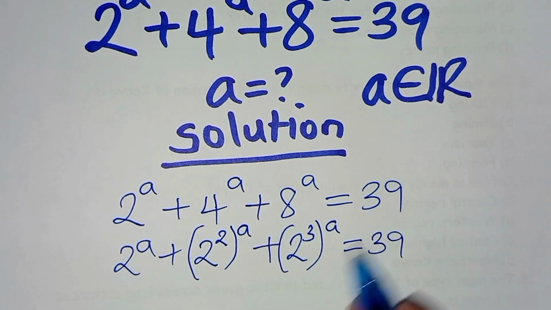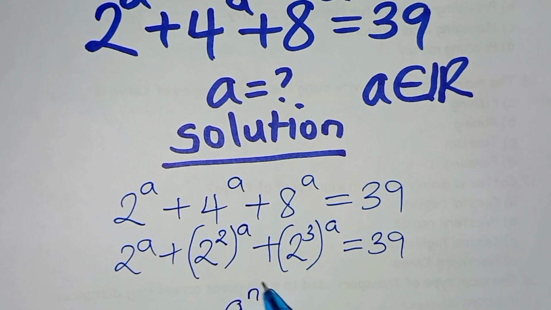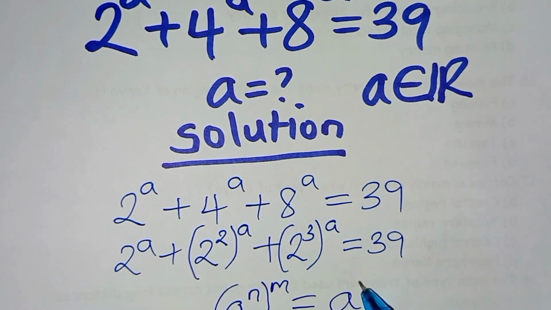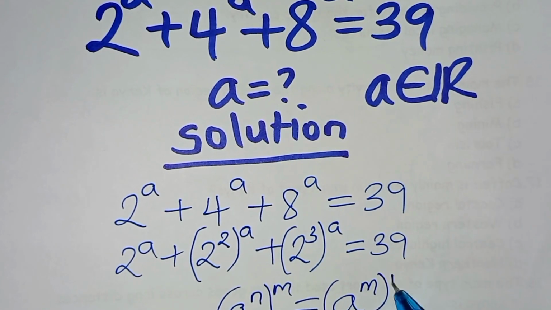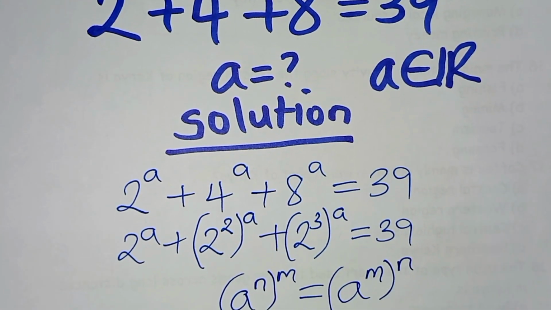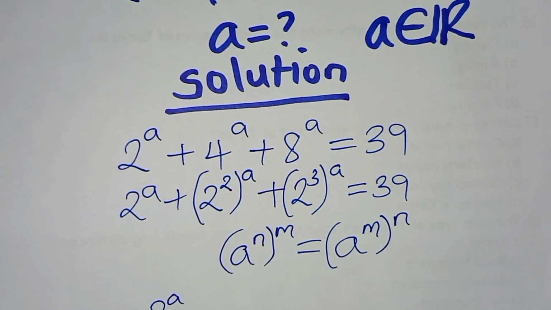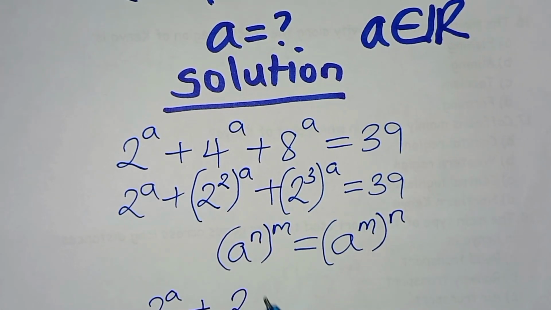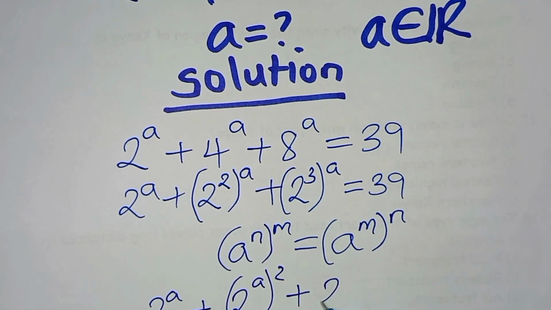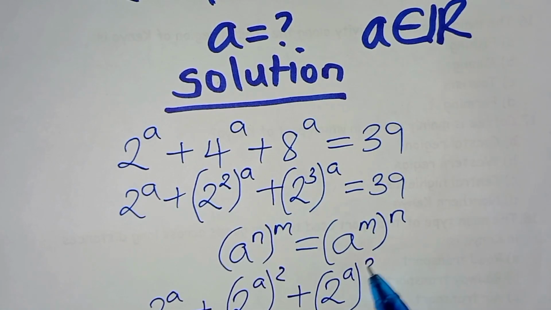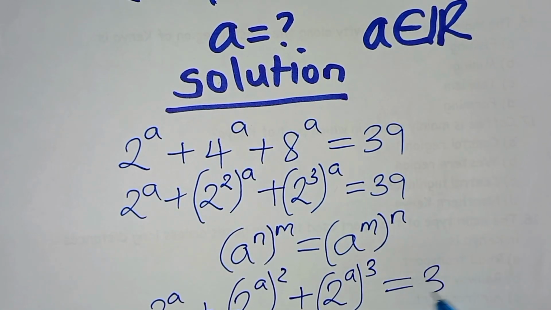And given the exponent property that a to power n raised to power m can be expressed as a to power m raised to power n, let's apply this exponent property so that now we'll have 2 to power a plus 2 to power a squared plus 2 to power a cubed. This is equal to 39.